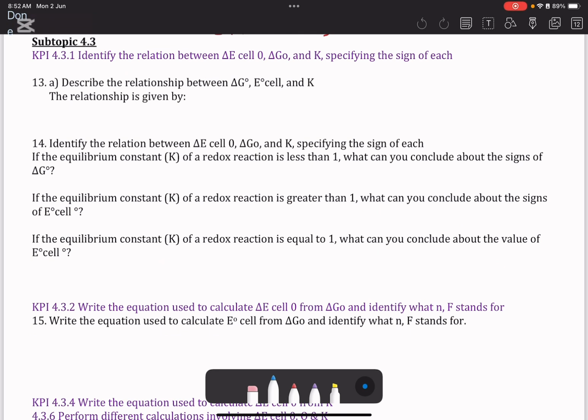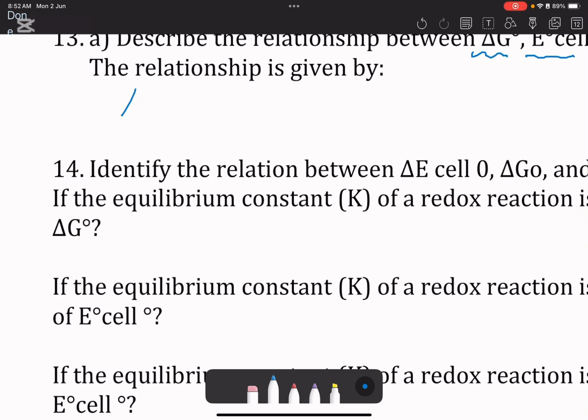We now reach the material of term 2. Describe the relationship between delta G, the standard Gibbs free energy, the standard cell potential, and K. These relationships are given in your formula sheet. I'm just going to give you the formulas and some notes with them.